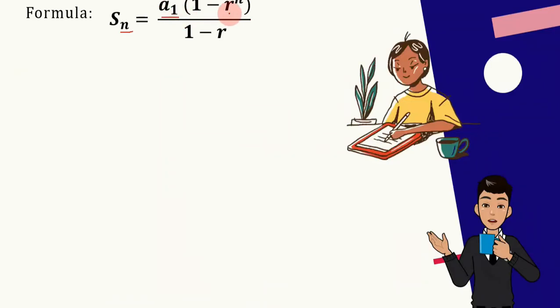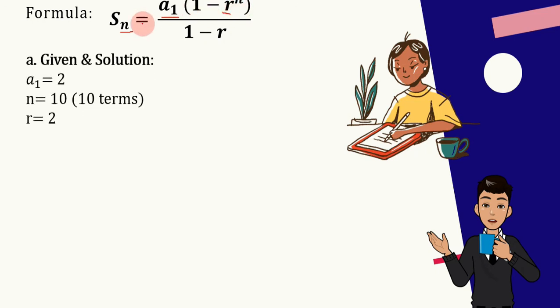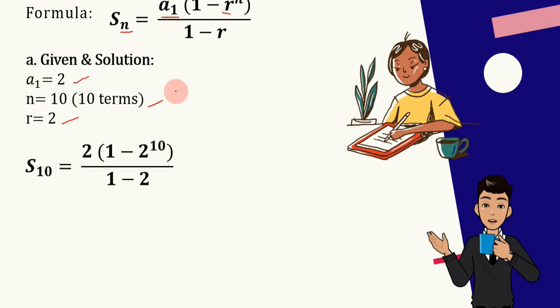For first term, alam na natin at alam din natin yung R. Ito po yung ating mga given doon. So, we have the first term, 2 ang nasimula. Ang ating hinahanap ay hanggang 10. So, N natin ay 10. And our R is 2 since we are multiplying by 2. O, di ba? And then, we will just use substitution here on our formula. We can have this one.